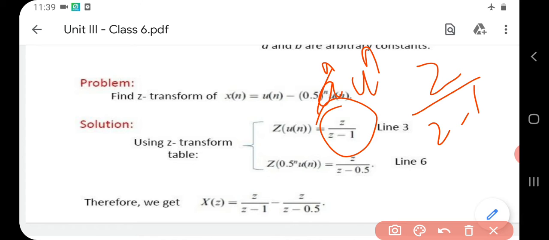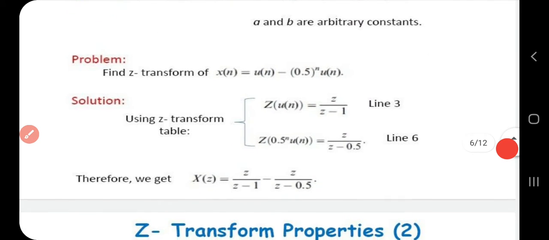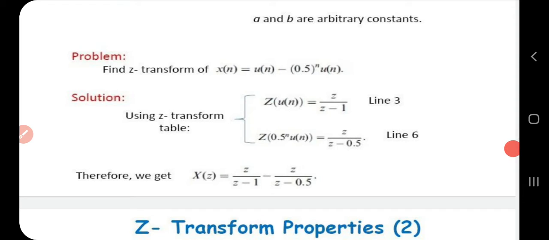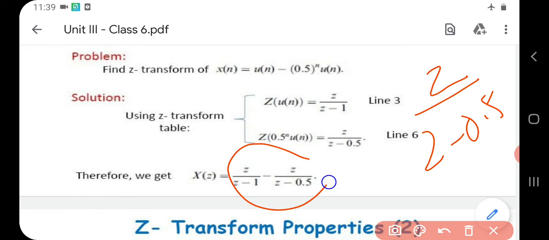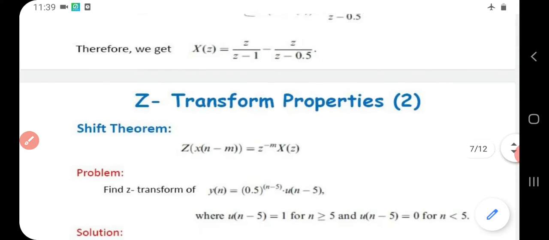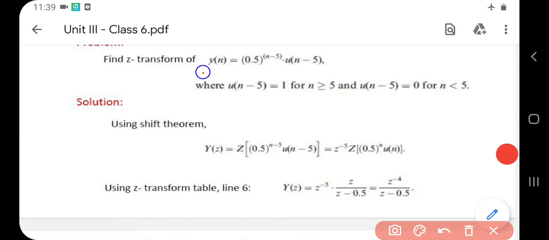See. Then the next one, this one, 0.5 whole raised to n of u(n). So that is of the form a raised to n u(n). So z by z minus a. What is a? 0.5. Okay, then you are subtracting it. That's it. Then regarding the shift theorem, this is the question.